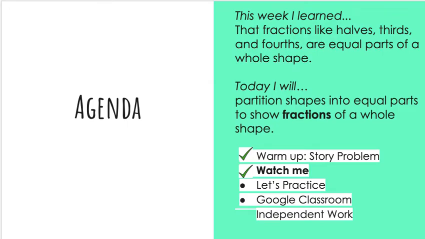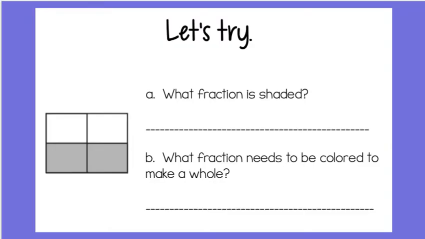So now let's practice a couple more just like that. Let's look at this fraction, and we're going to answer part A. So write down A on your piece of paper. What fraction is shaded? So our first step was to think how many equal parts are there in this picture. Count the parts with me. 1, 2, 3, 4. There are 4 equal parts, so I'm going to write down fourths. Go ahead and write down fourths.